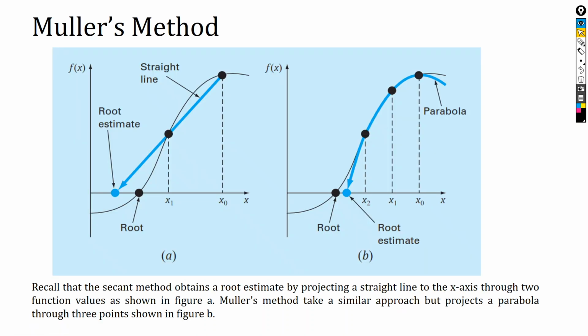Okay, so recall that the second method, as shown in figure A, obtains a root estimate by projecting a straight line to the x-axis, denoted by this blue line. So I say projecting, it crosses the x-axis through two function values shown in figure A. While Muller's method, as presented in figure B, takes a similar approach but projects a parabola through 3 points, as you can see in the blue line.